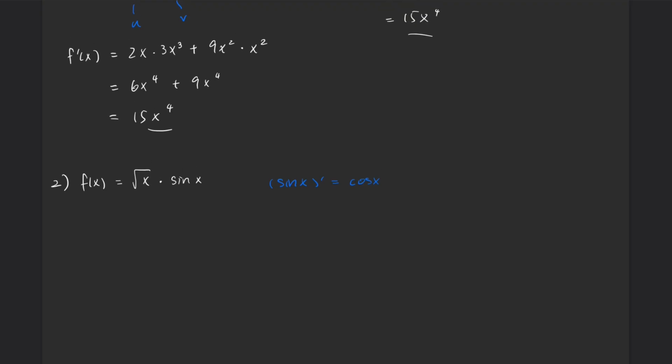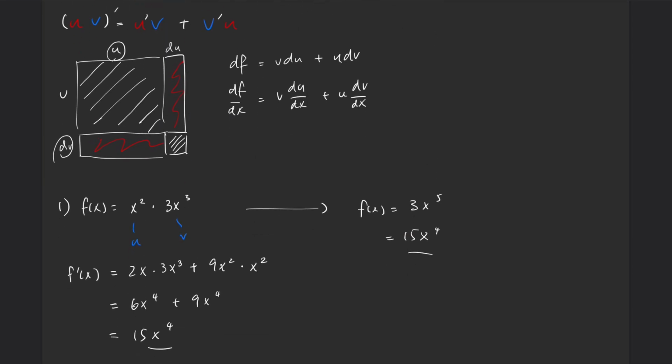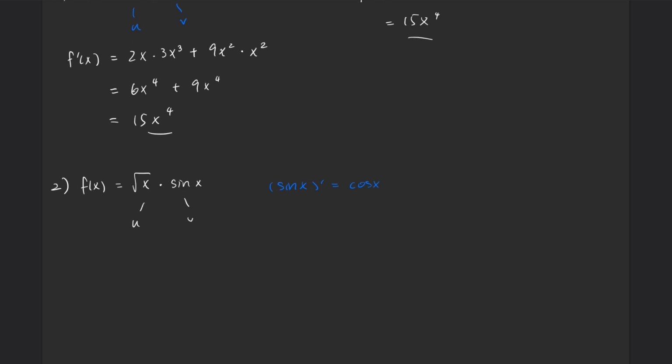Well, how do we do this? The product rule says we need to define u and v. Remember, u prime v plus v prime u. That's how I remember it. It's pretty nice. And so we do u prime v. u prime, well, root x, what is that? That's x to the half power, right? And the derivative of x to the half is half of x to the negative 1/2, correct?